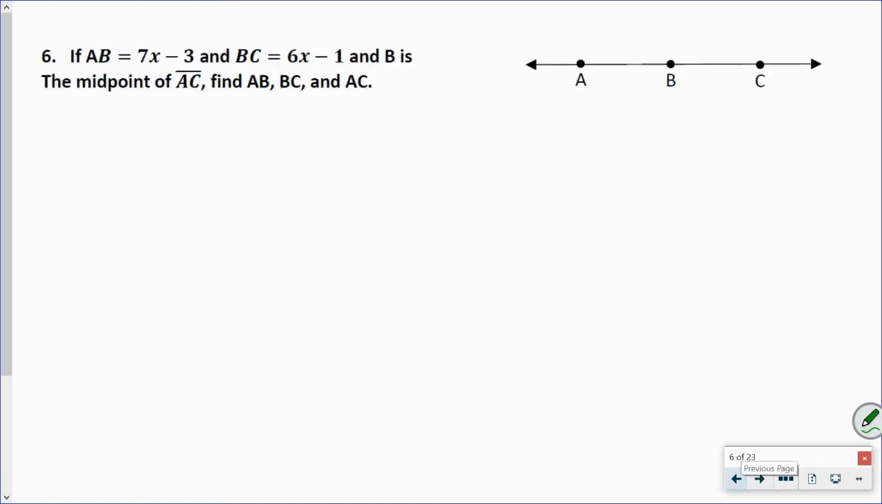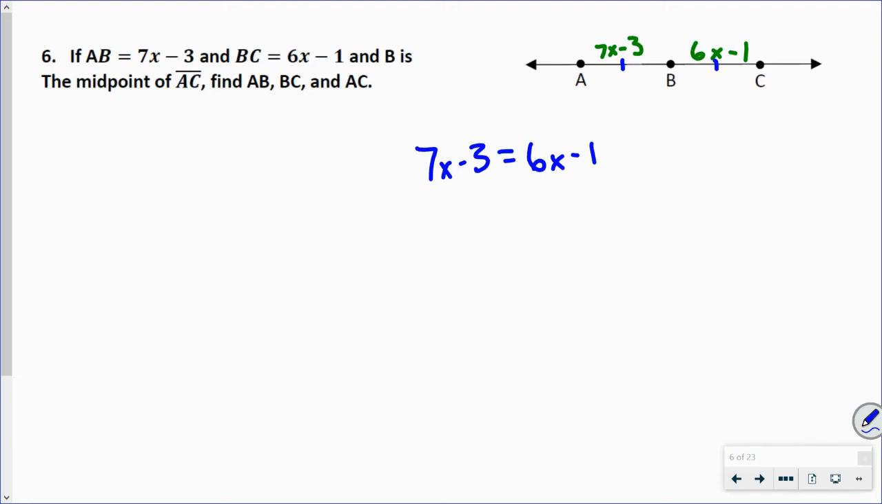Okay, so here they provide us a picture. It says AB equals 7x minus 3. BC is 6x minus 1, and B is the midpoint. Okay, well, if B is the midpoint, I know that this segment and this segment are congruent. They are equal. Their values are equal. So 7x minus 3 equals 6x minus 1.